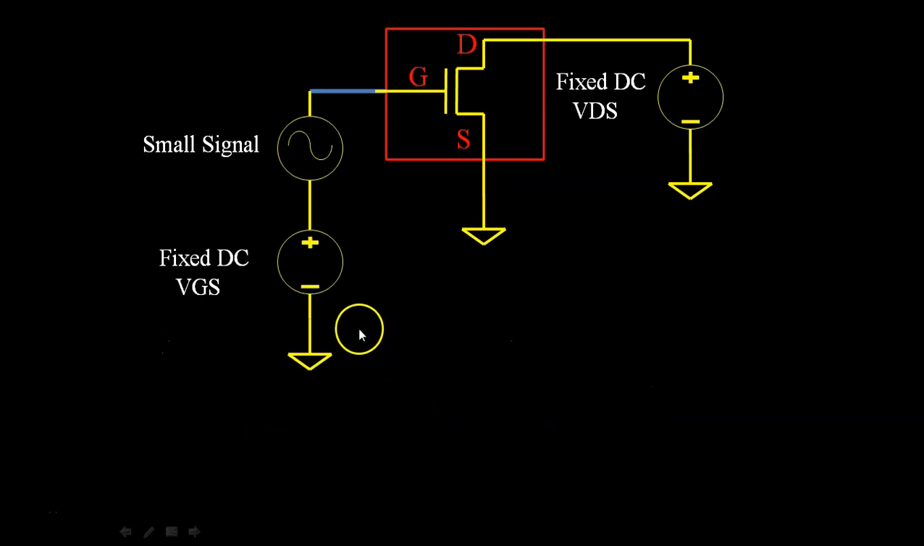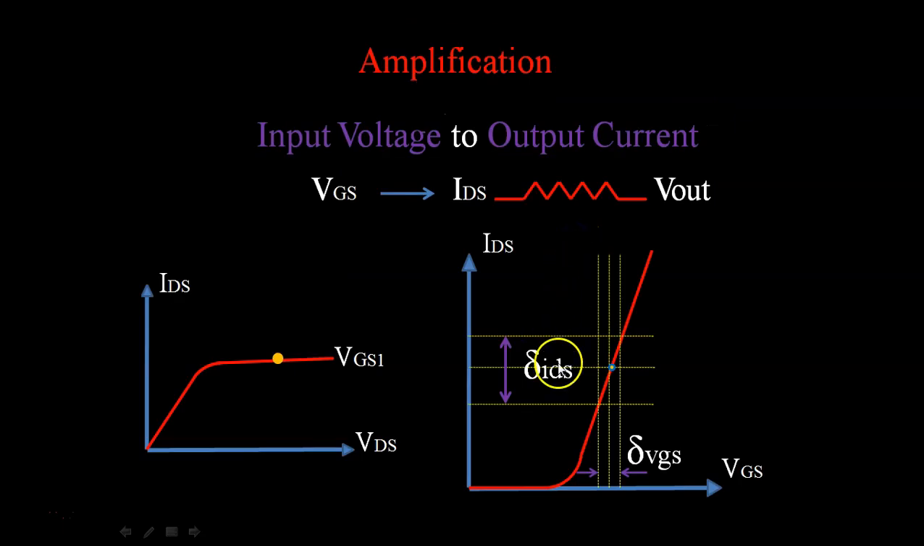Now once I operate my MOS in saturation, I can now feed some small signal to the gate to source voltage. These small changes which I apply to the gate to source voltage, which is the small signal, will create a small drain to source current here. Graphically it can be shown like this.